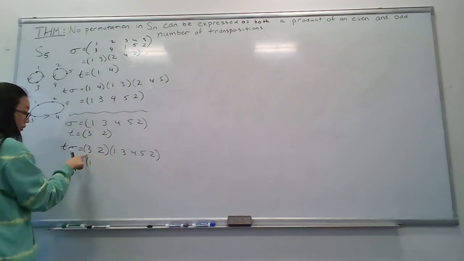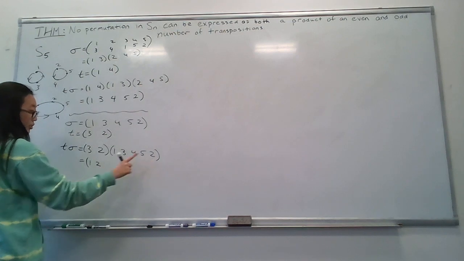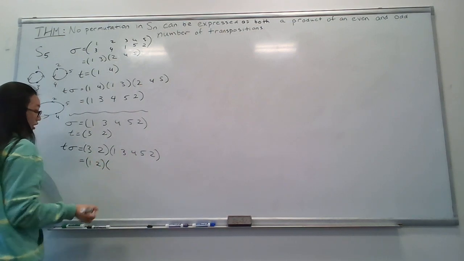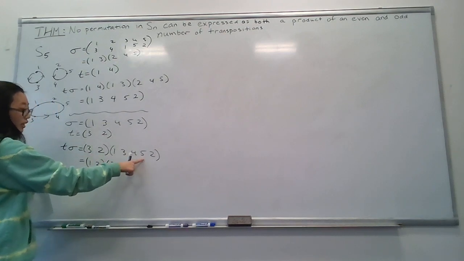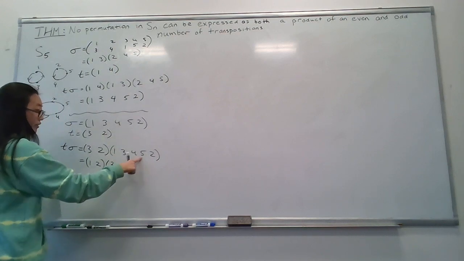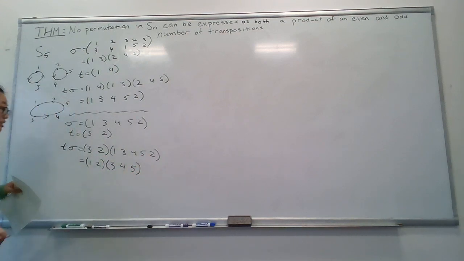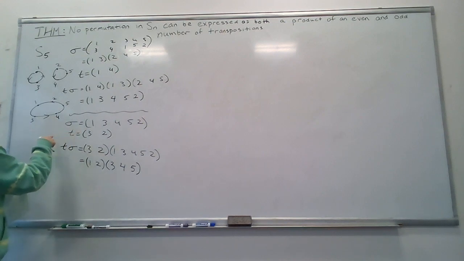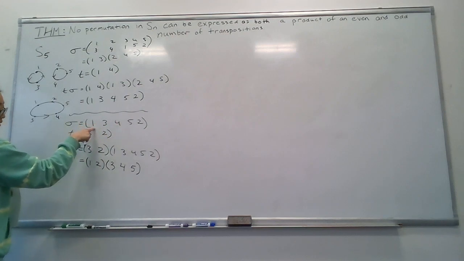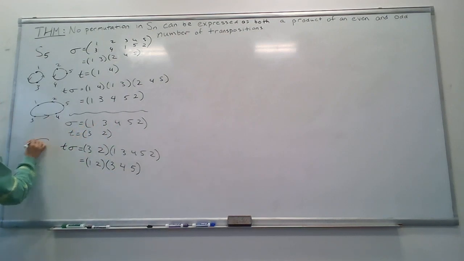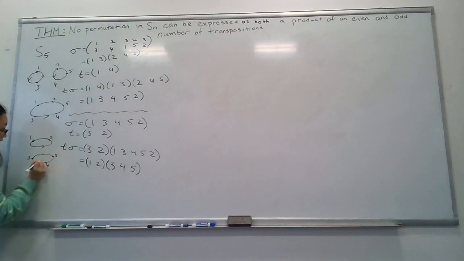where 1 goes to 3, which goes to 2, and then 2 goes to 1, which remains at 1, and then 3 goes to 4, which remains at 4, and 4 goes to 5, which remains at 5, and then 5 goes to 2, which goes back to 3, and so there we have it. Now notice when the elements of the transposition are in the same orbit, the orbit will split into 2 separate orbits. So now from here to here, we have 1, 2 in 1 orbit, and our other orbit contains 3, 4, and 5.